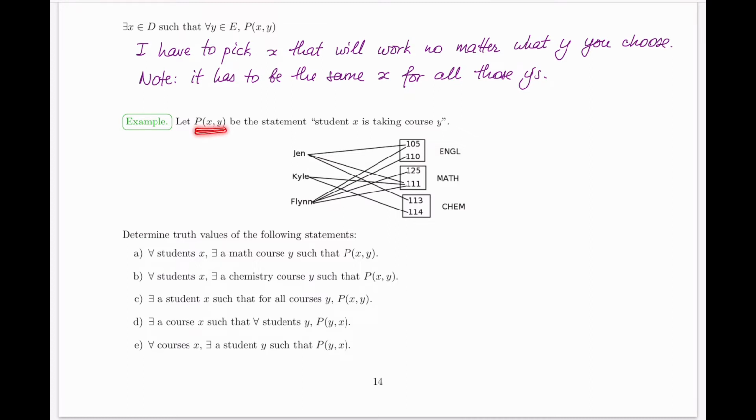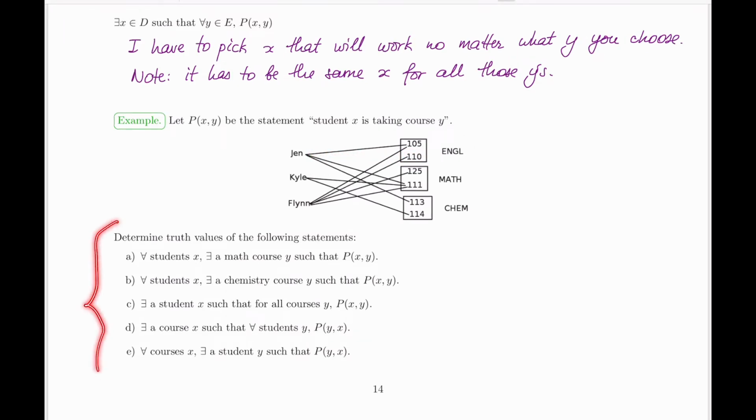We're going to say that the statement P(X, Y) is the statement that student X is taking course Y. So, for example, the statement P(Jen, English 105) will mean that Jen is taking English 105 and will in this case actually be true, because there is a line connecting Jen to English 105. Notice that Jen, for example, is not taking English 110 because there is no line connecting her and that course. Take a look at the following statements, interpret them, and then determine their truth values.